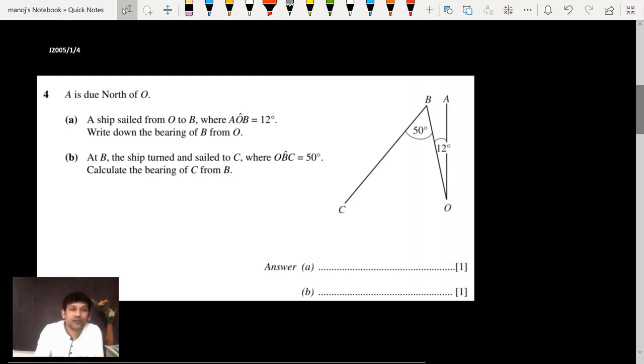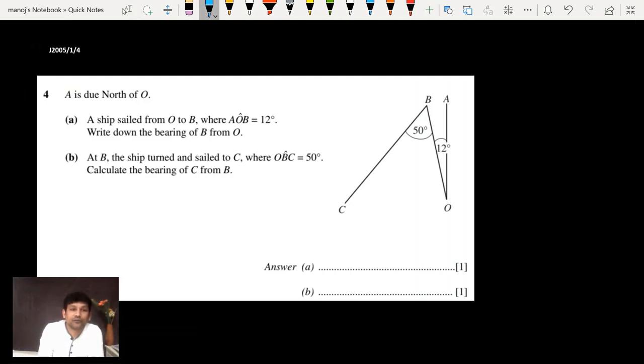Then I want to move to the second question. This is June 2005, paper 1, question number 4, O Levels maths 4024. A is due north of O. The north, okay, north will always be given. A is due north means that north is up. Okay, that's given. Without north, we cannot work on the bearing. Like the bearing, north will be given.